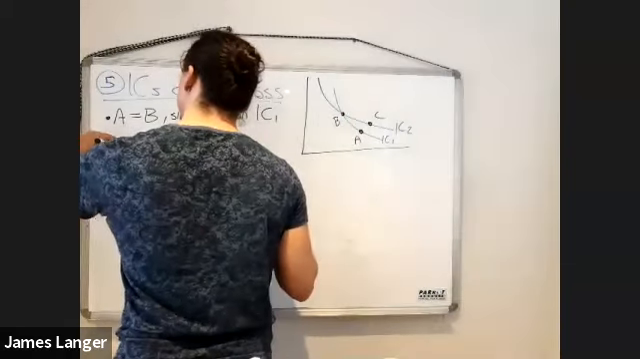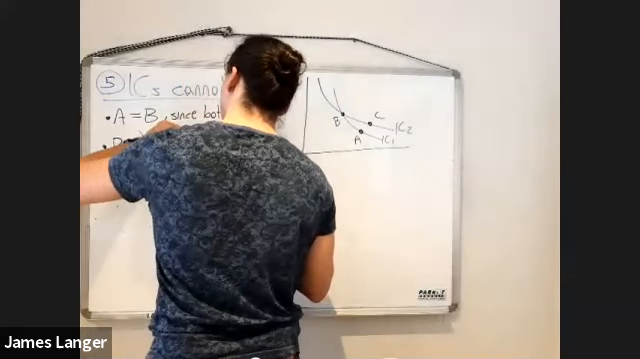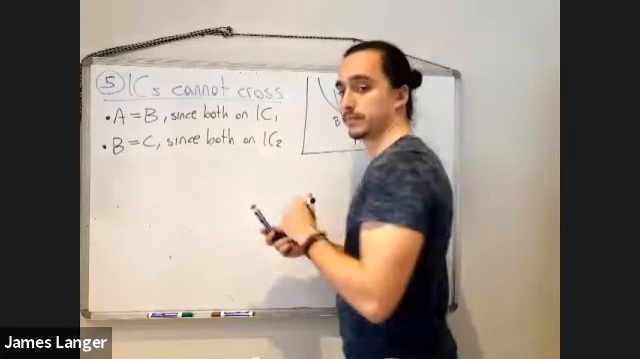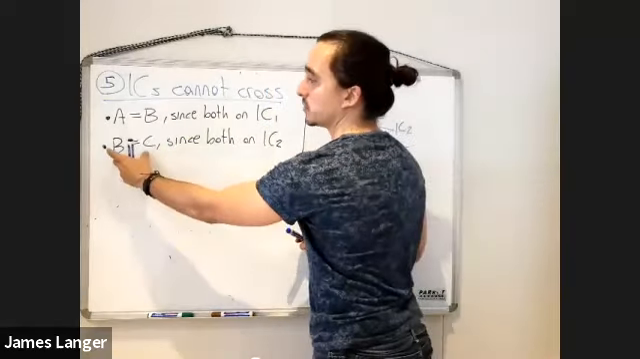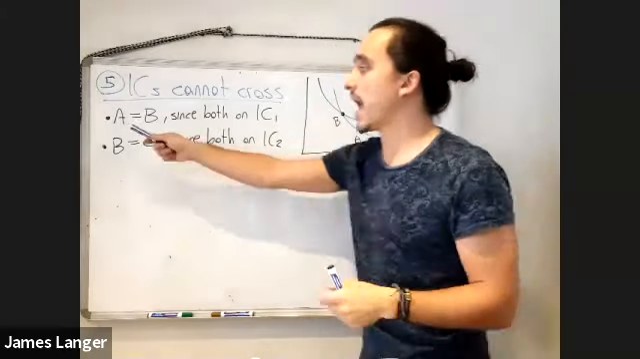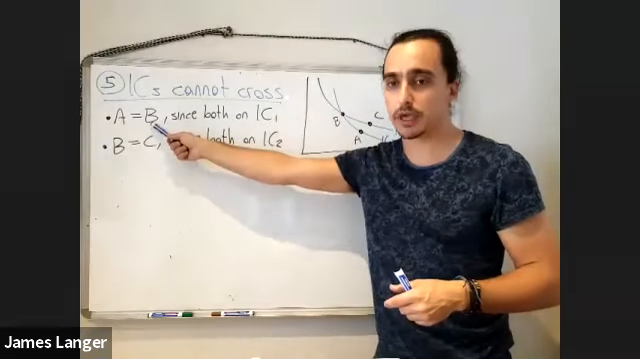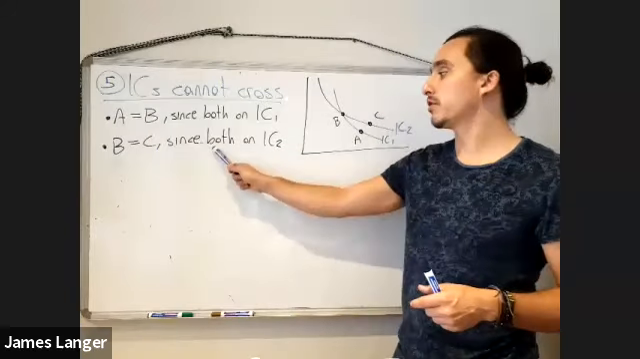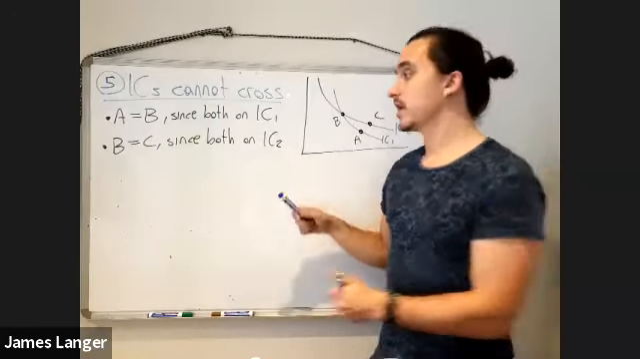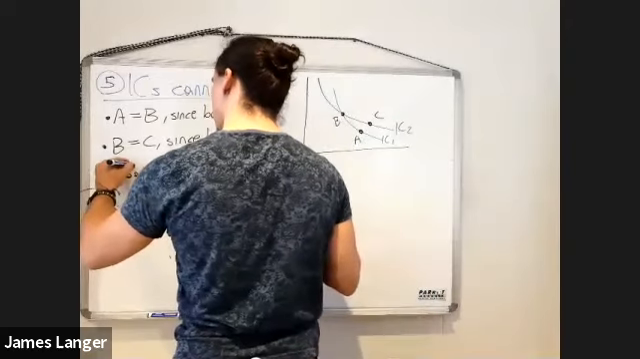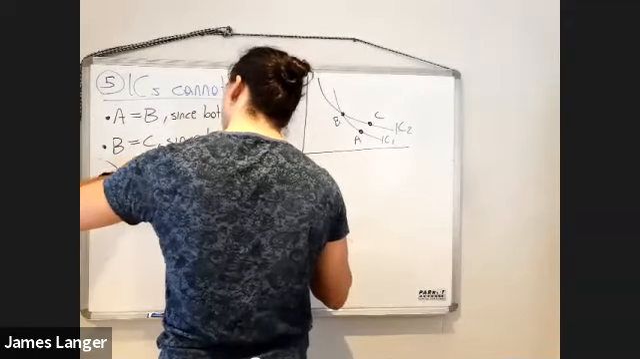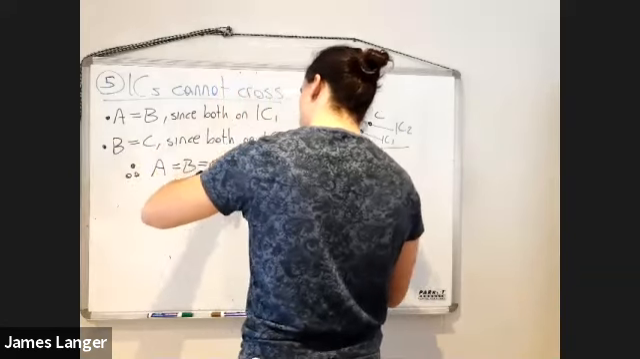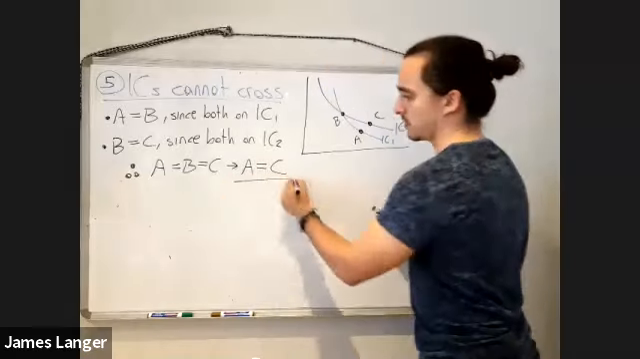The second thing is that B must equal C, since both are on indifference curve 2. And remember what I mean here, I mean in terms of utility. So A gives me the same amount of utility as B. B gives me the same amount of utility as C, since both are on indifference curve 2. Therefore, A should equal B should equal C. So in other words, A should equal C, right?